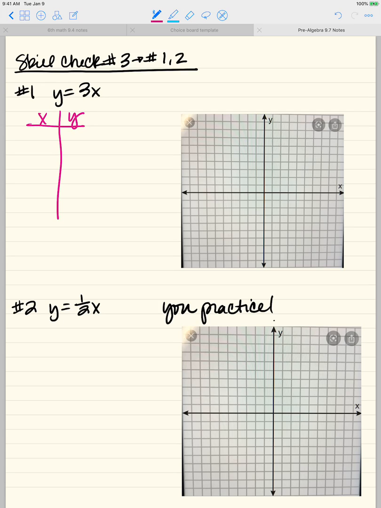Let's figure out some nice, easy coordinate points to work with. Let's say x is negative 1. If x is negative 1, y is negative 3. We know 0, 0. If x is 1, y is 3. So 0, 0, negative 1, negative 3, 1, 3. Boom. Here we go. Graphed it. You work on number 2.